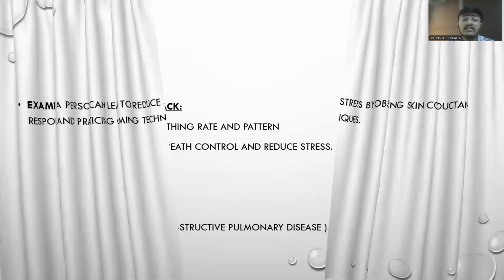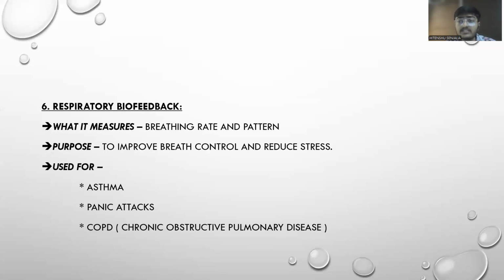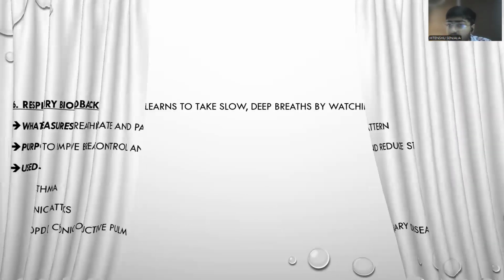Now we can see another biofeedback, the sixth biofeedback, which is respiratory biofeedback. In respiratory biofeedback we can measure the breath rate and the pattern of the breathing of the person. So the purpose of using it is to improve breath control and reduce stress. It is used for asthma, panic attack, and COPD patients. These are the conditions in which we can use respiratory biofeedback.